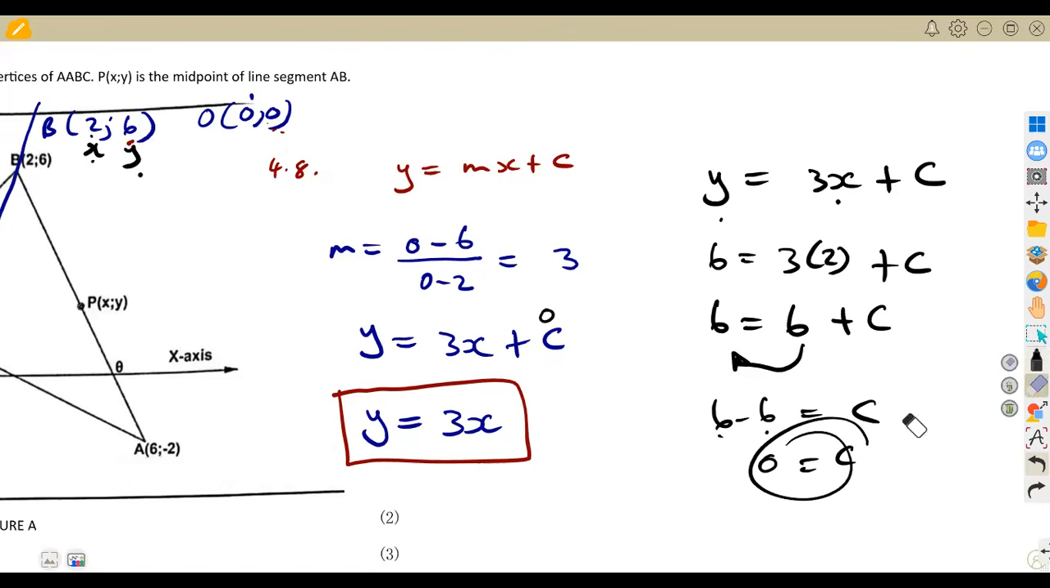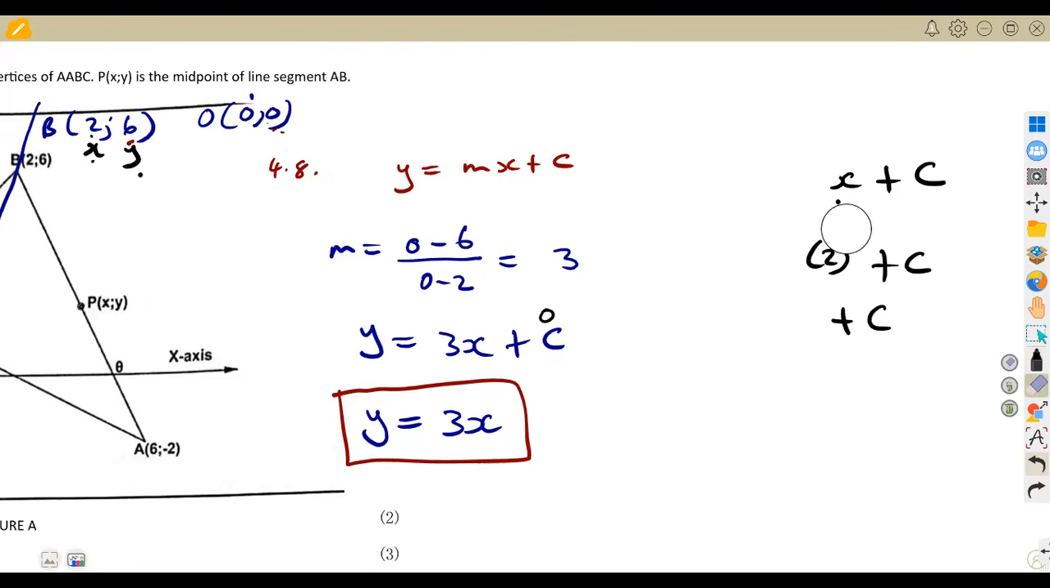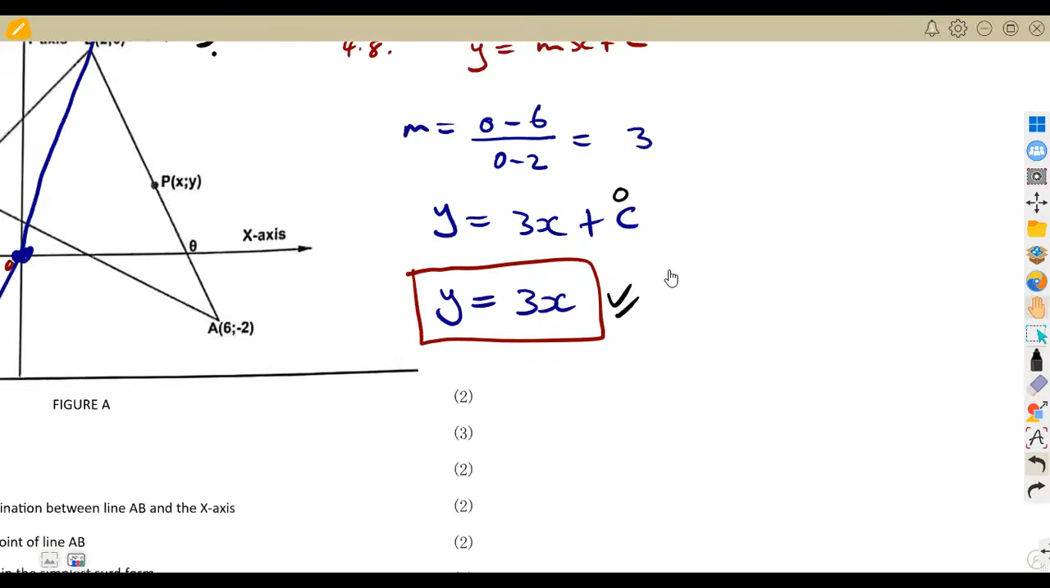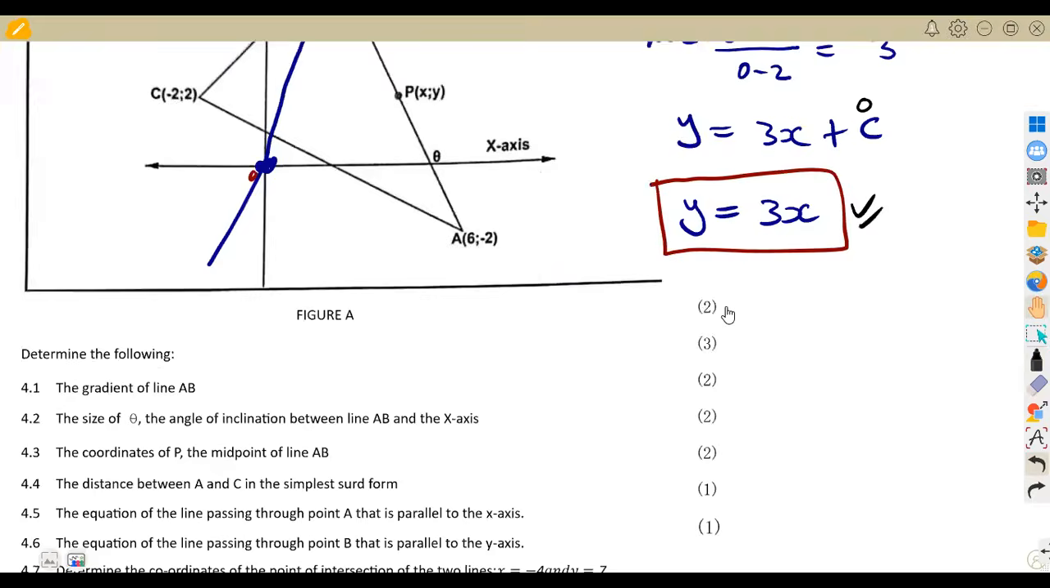So as you can see, we can also prove that this c is equal to 0, just like the part that we talked about from the y-intercept. So that was your equation, y = 3x.